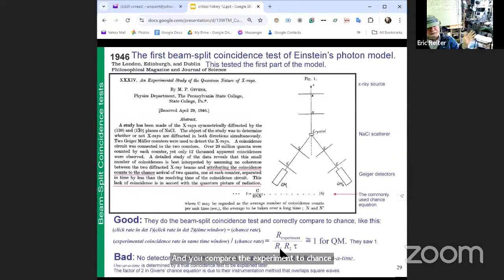They did it right. And when they do it, and a few other people did the same thing, you see that it's 1, that it looks like chance, that it only goes to both detectors at the chance rate. And that's what quantum mechanics will predict. And so they saw 1. But there are other problems. There's a list of problems. I say what's good and what's bad about these tests.